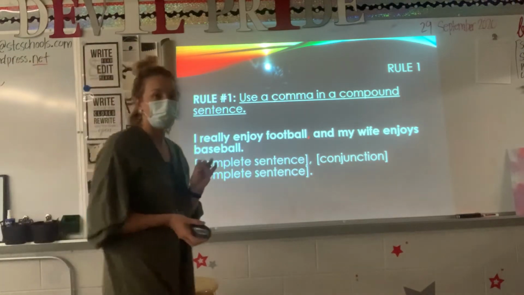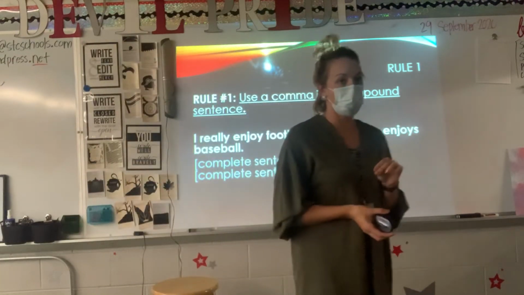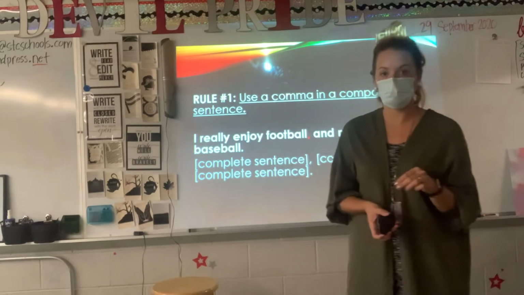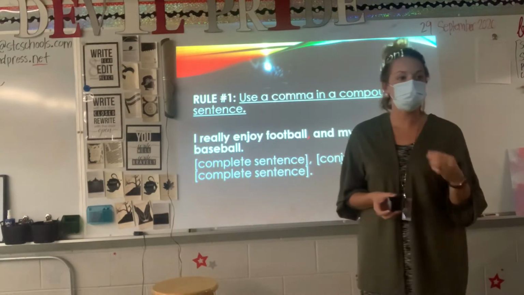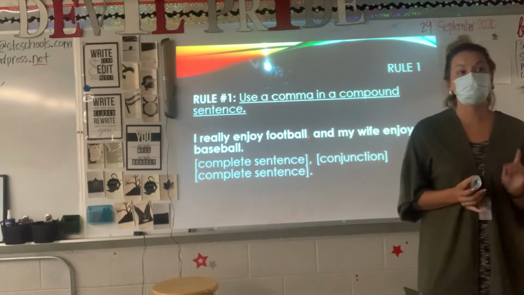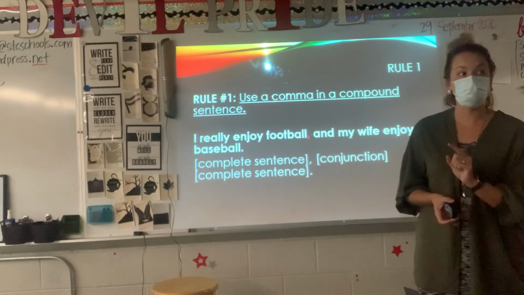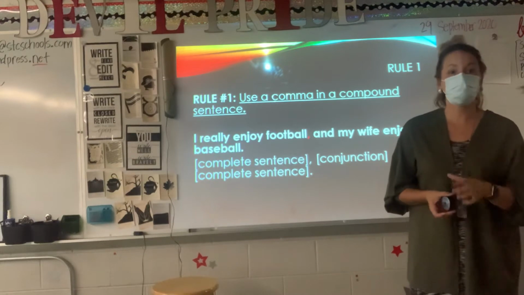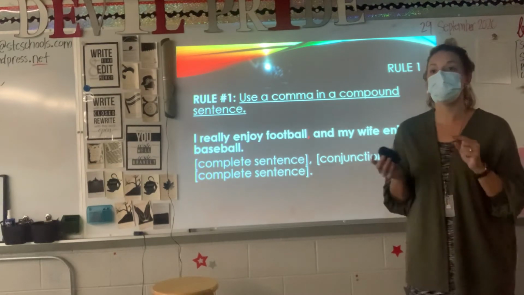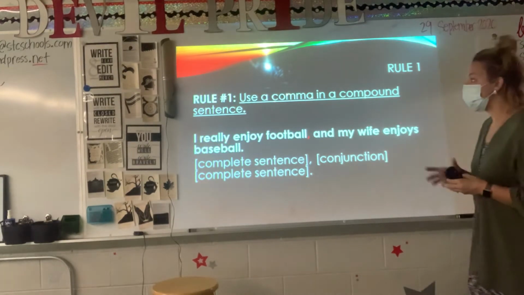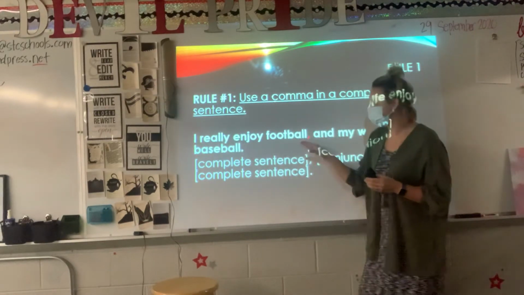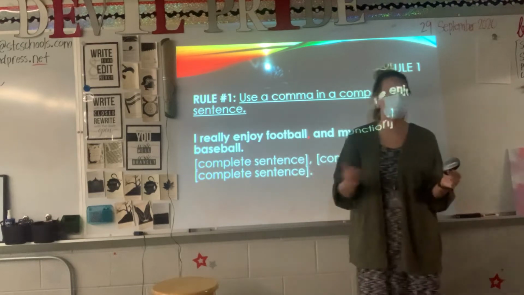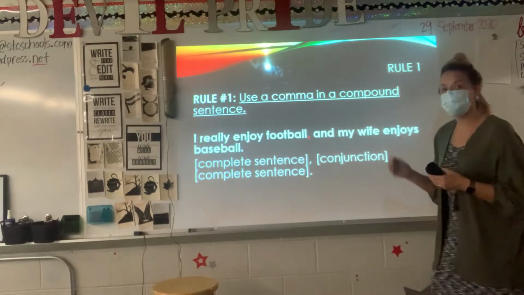This is the most common mistake that I find on all of your papers. And this is probably rule number one you've learned since the beginning of time. And the mistake is not that you forget to put the comma in. It's usually that you put a comma in when it's not necessary. With this number one rule, you always nail this first part. I really enjoy football. Complete thought. We're good to go. It's the second part.